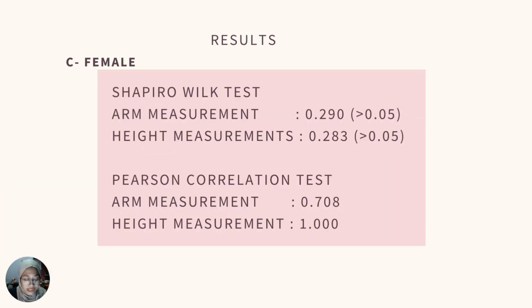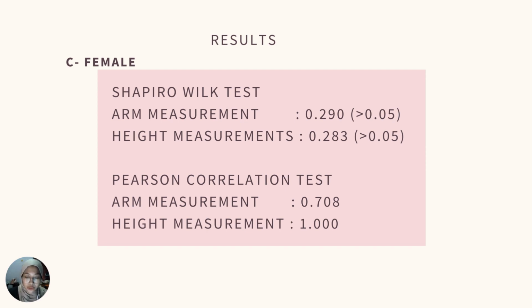Based on the Shapiro test I did, I got the value of 0.290 for arm measurements, while I got 0.283 for the height measurements. Since both values are more than 0.05, the data showed normal distribution. Thus, I used a Pearson correlation test that I got 0.708 for arm measurements and 1.000 for height measurements. From this test, I figured that my data are positively correlated with each other.